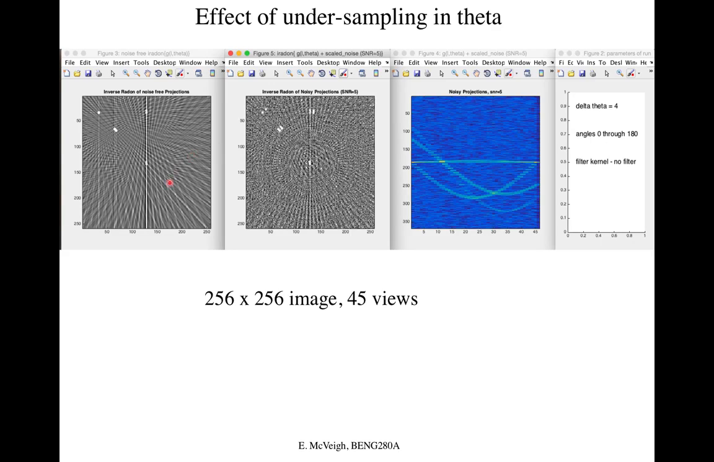Okay, so this is the noise-free inversion with only 45 views, and this is with noise added. You can see the artifact is basically the same. You get this X-ray stuff, although you're starting to get some extra ghosting images here with that noise added on there. Okay, so that's 45 views.